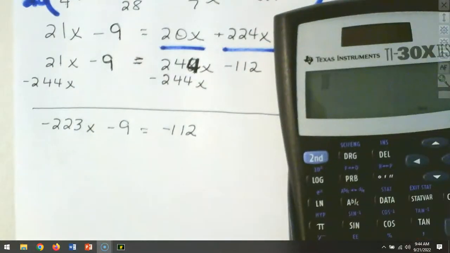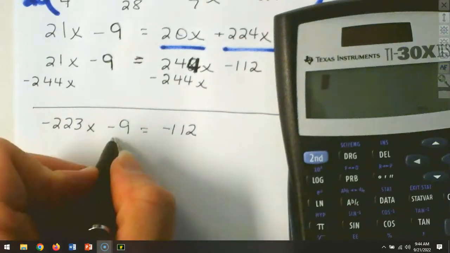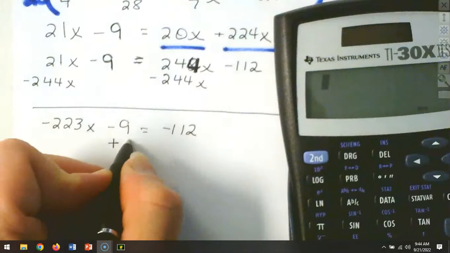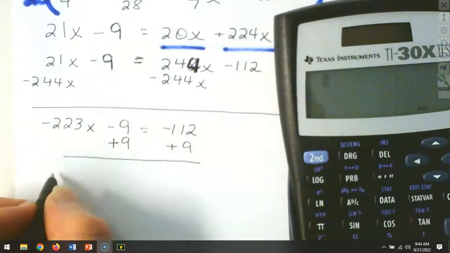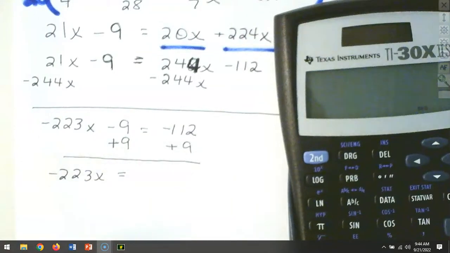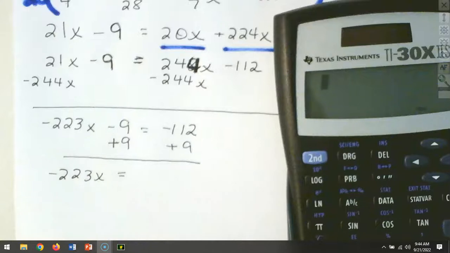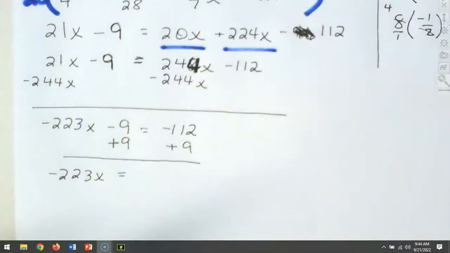What are we going to do next here? What would be my next step? Yep, and how would I do that? Yep, add your 9 to each side. And that gives you a minus 223x. And the other side, I believe, is negative 103. So we've got minus 112, plus 9, yep, minus 103.